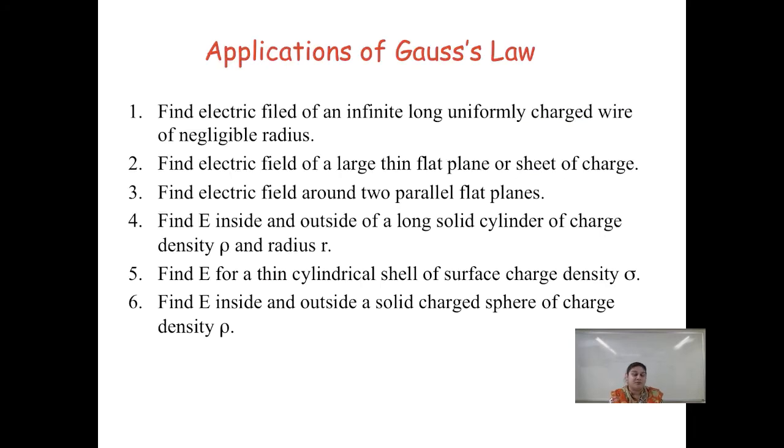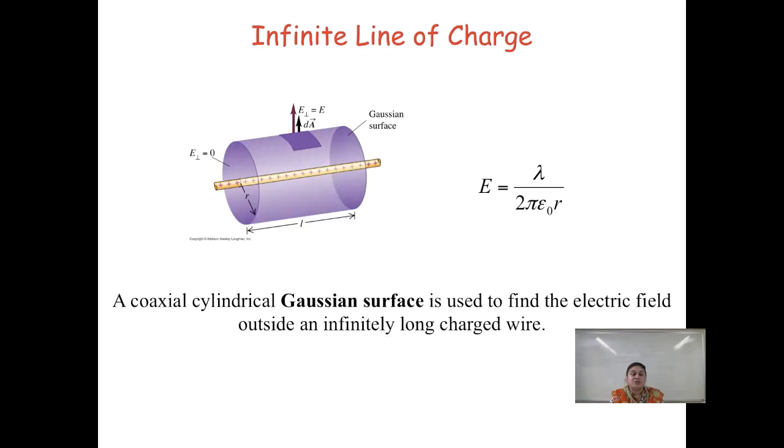So what is Gauss's law good for? Well, it is very good for finding electrical fields of infinitely long uniform charge wires, or charge within a large thin flat plane or a sheet of charge, or the field around two parallel flat planes, electrical fields inside and outside of a long solid cylinder of charge, inside thin cylindrical shells of charge, or a solid charged sphere. Okay? Without actually deriving them, I want you to get introduced to all of these possible scenarios and all of the E fields that go around them.